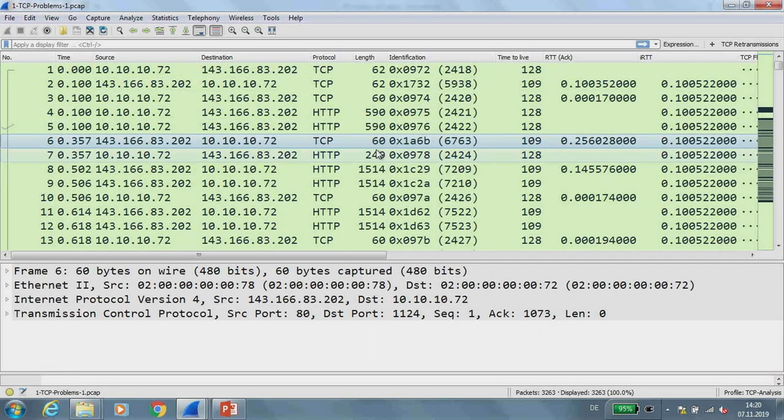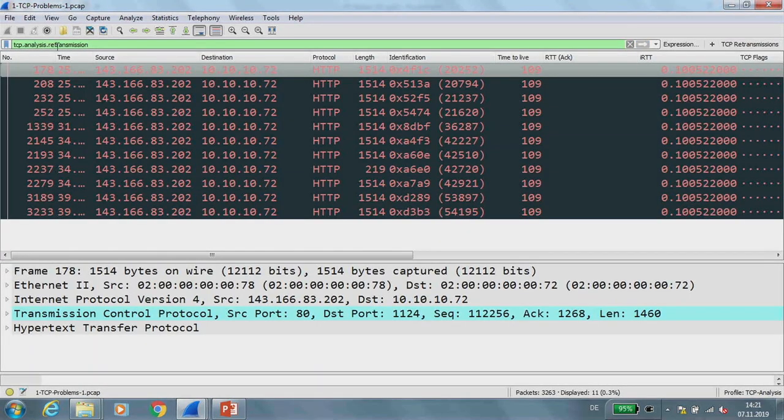So how can we identify how many retransmissions we actually have? Well, number one, I hit the button TCP analysis retransmission, that tells me how many and what percentage. So, 11 retransmissions on 3,000 packets. Is this serious? What do you think? No?